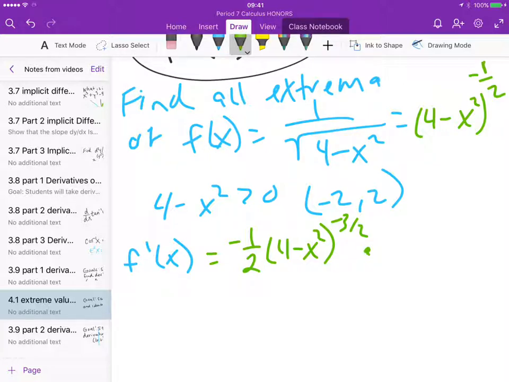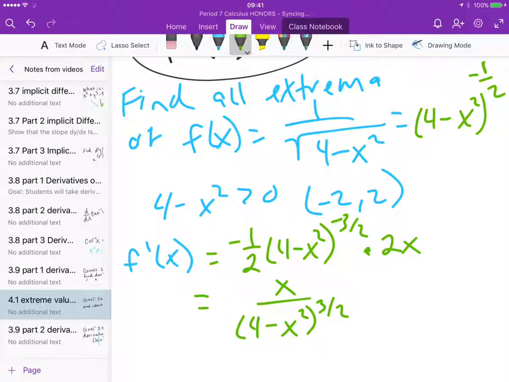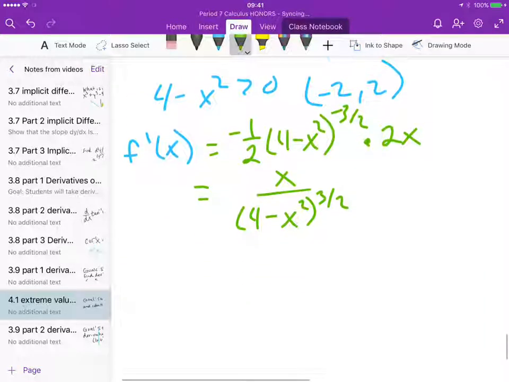So the derivative of 4 minus x squared is just 2x. So simplifying this out just a little bit more, we end up getting x on our numerator, (4 minus x squared) to the 3/2 power, keeping the powers positive. That's why I put it back in the denominator here. So now, looking specifically, we have to find where the critical point is going to be.